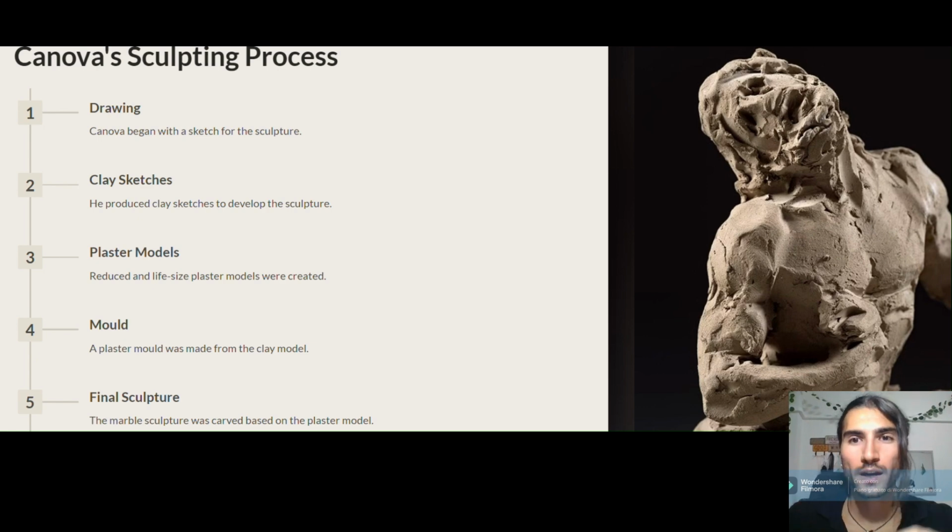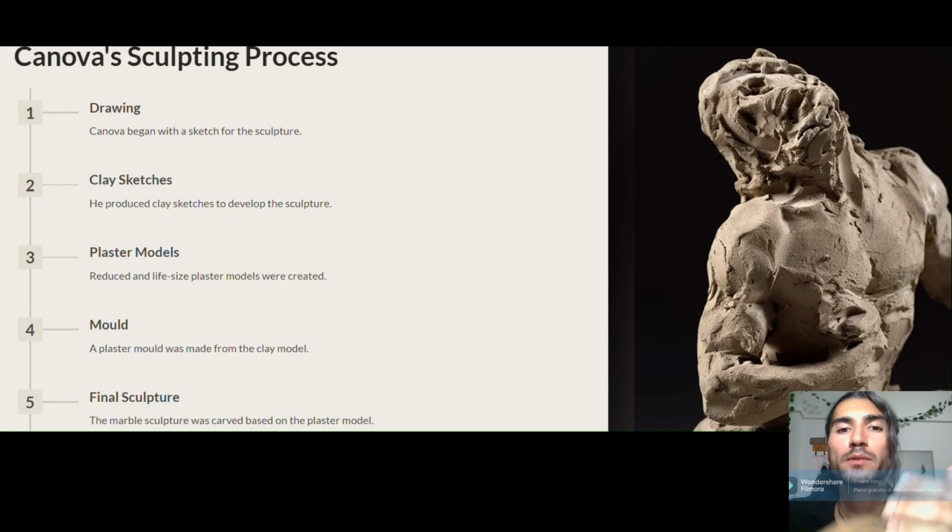Once he was satisfied with the small model, Canova moved on to make a life-size clay model, which he used to shape the final plaster mold. The life-size clay model would be destroyed during the creation of the plaster mold, which was then used to create the final full-size plaster model. This plaster model would be used to make the marble sculpture then.